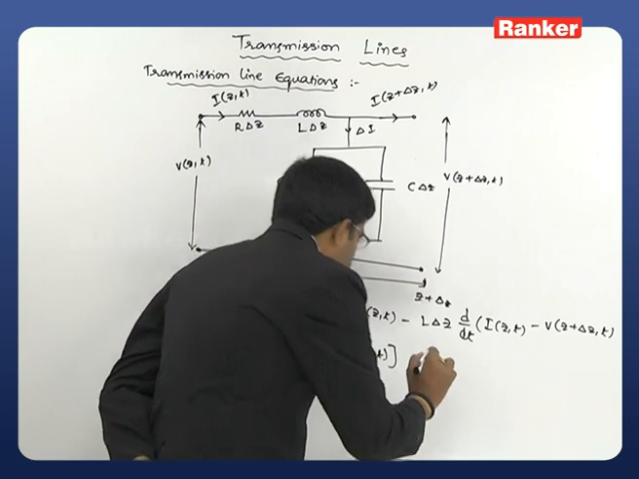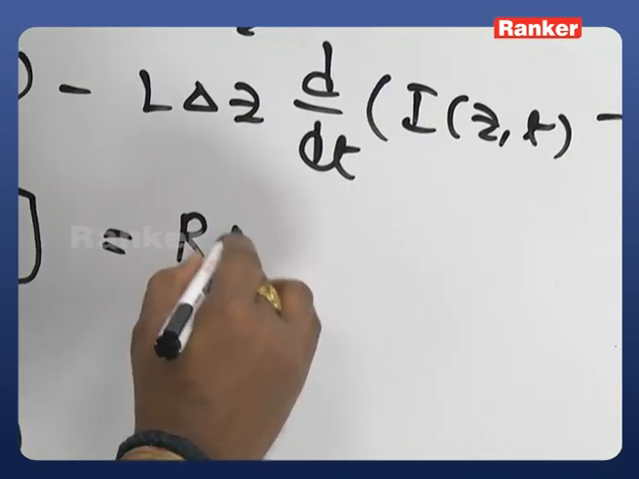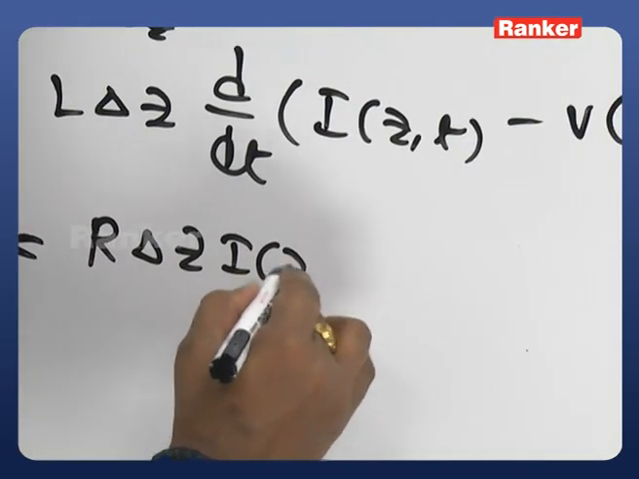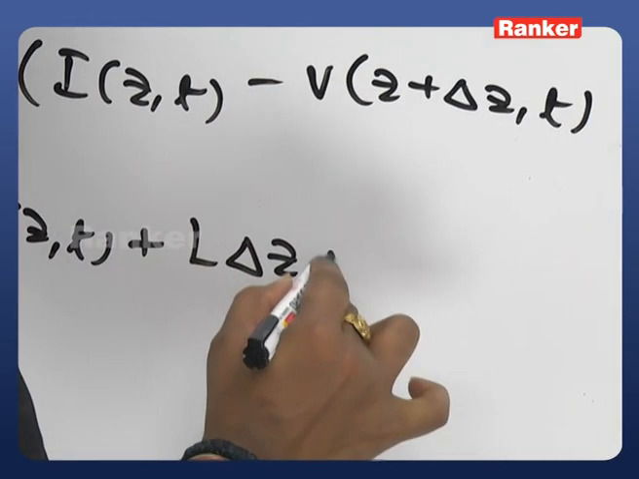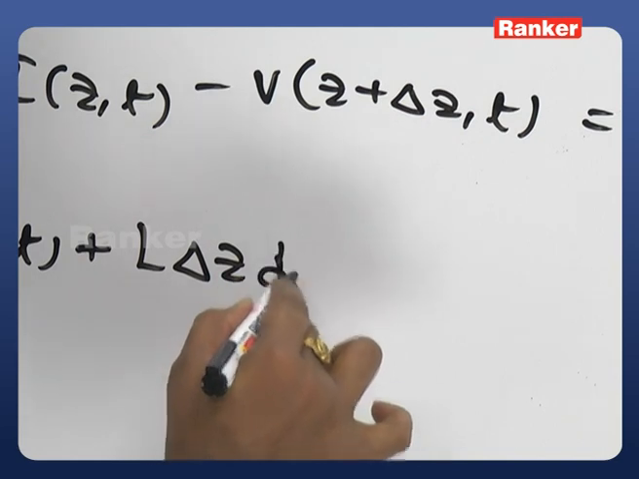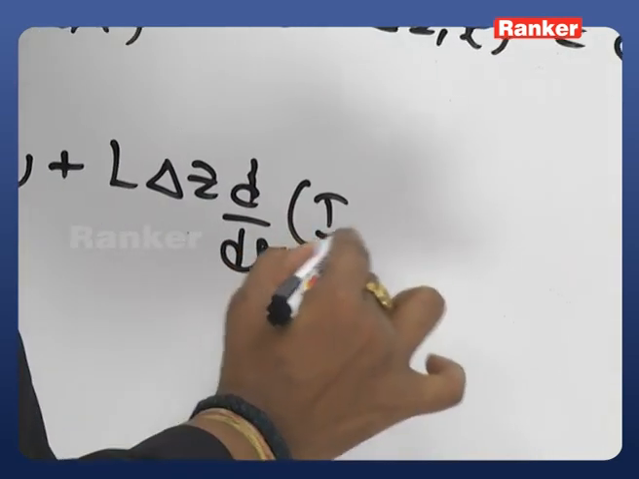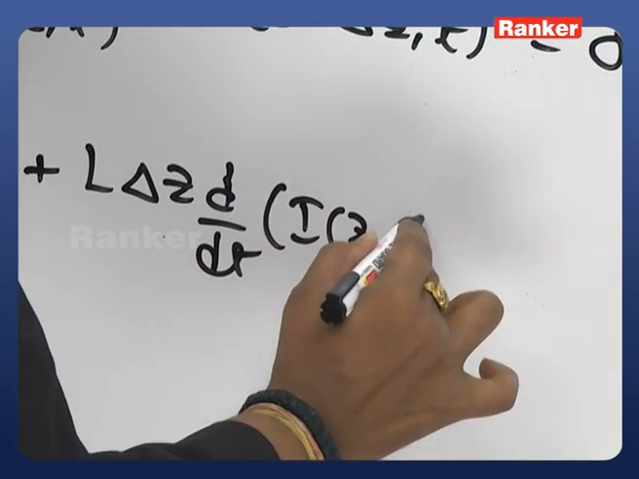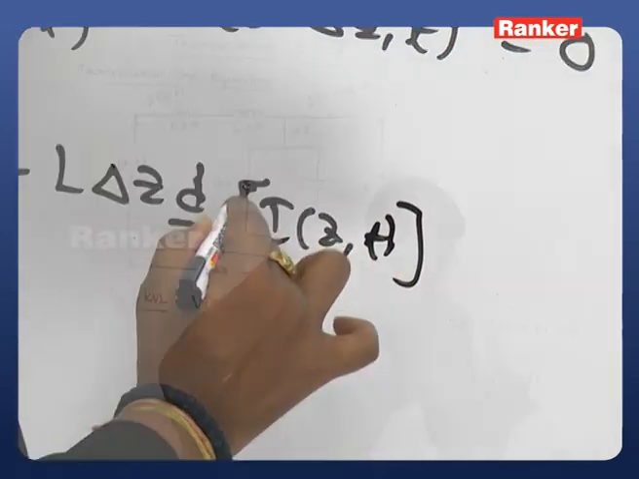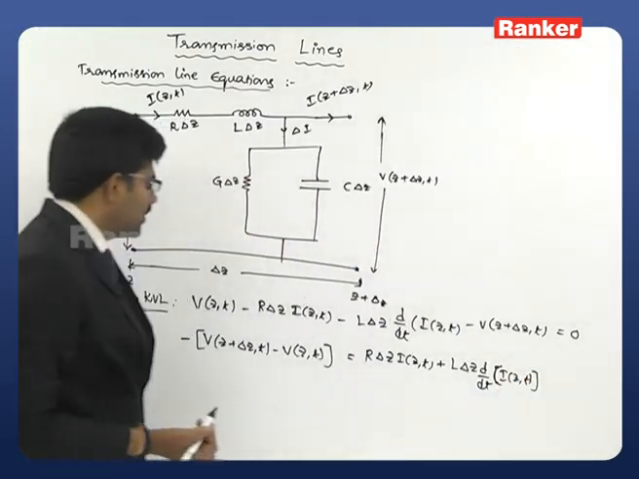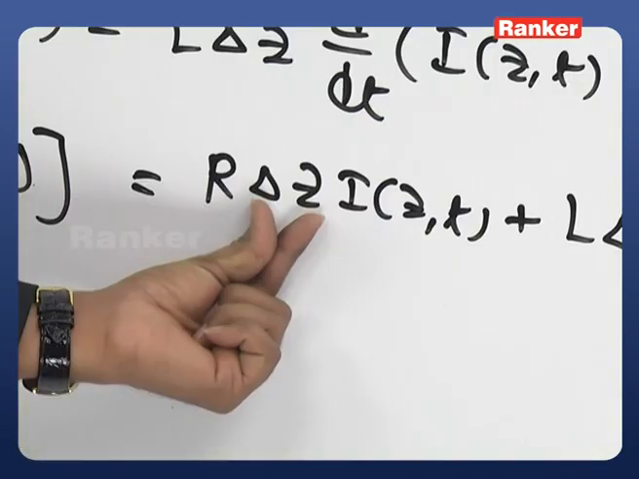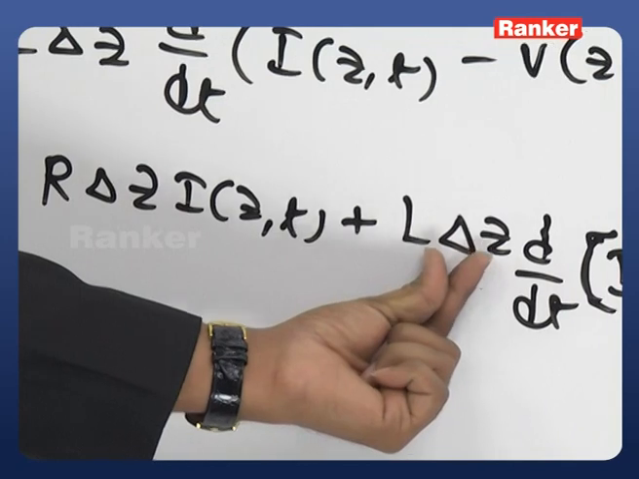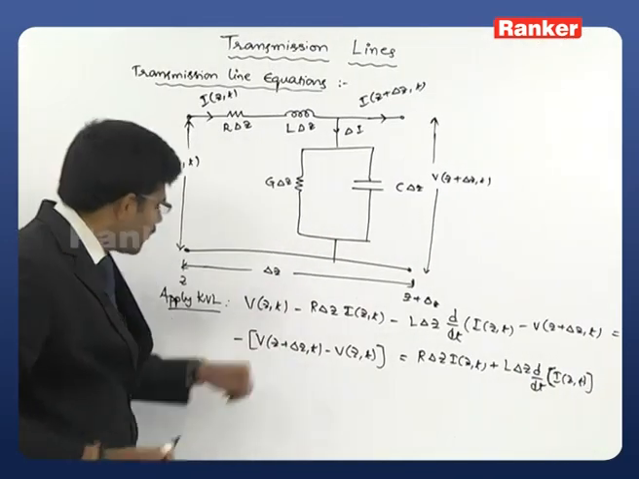right hand side. Then what we have here is r delta z I of z comma t plus L delta z d by dt of I of z comma t. These are the parameters that we have on the right hand side, right? A very simple one. Next, bring this delta z to the left hand side. Here on the right hand side we have delta z, bring that one to the left hand side.